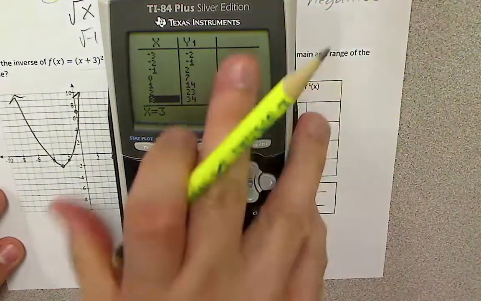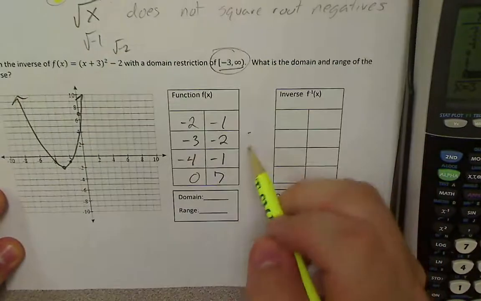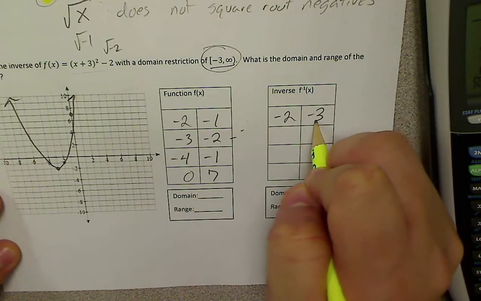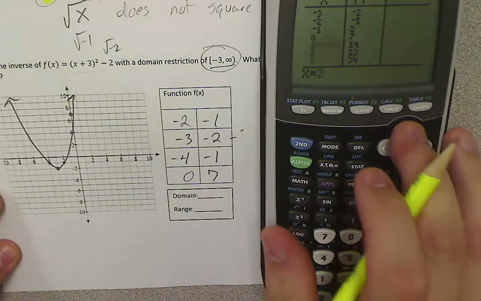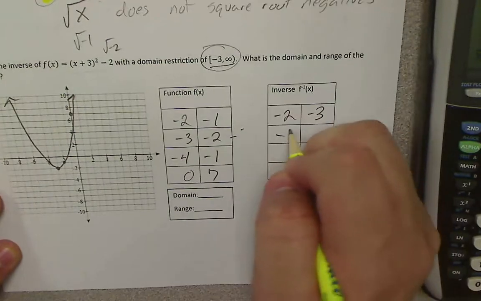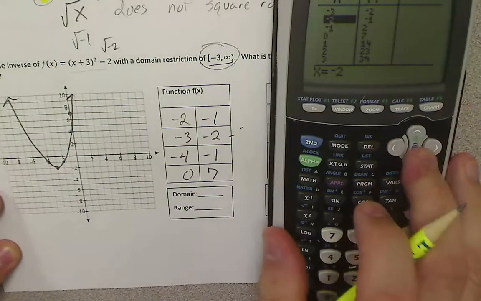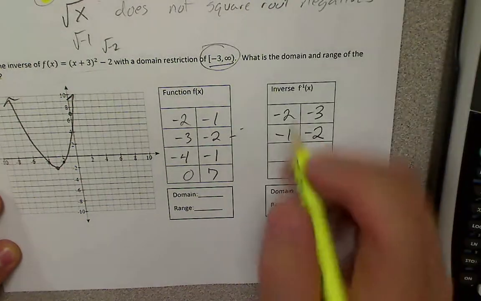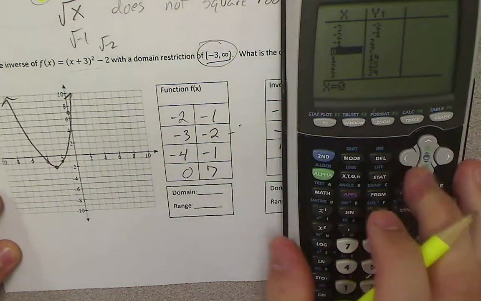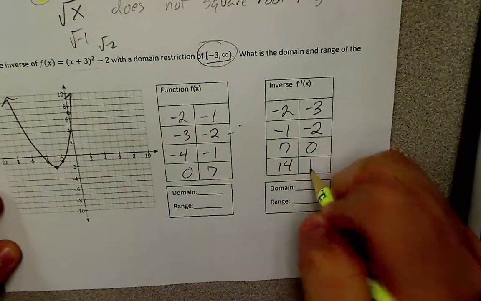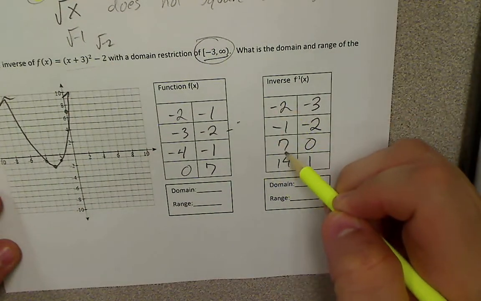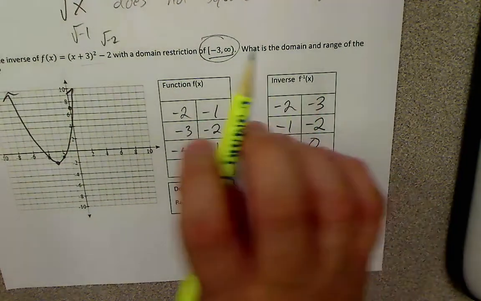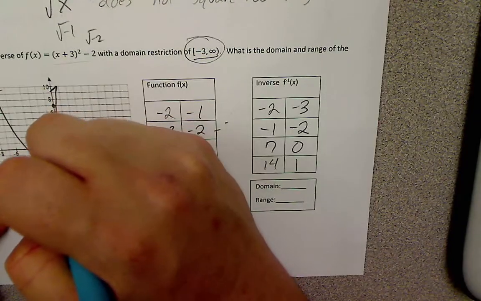Okay. So I'm going to look at -3, -2 as one of my points, which is going to become -2, -3. Then I'm going to look at the next point, which would be -1, -2. Then I'm going to look at the next point, which would be -7, 0. And I think I skipped one here by accident, but 14, 1 would be a good one. Because all of these are going to fit my domain restriction that is this side right here.